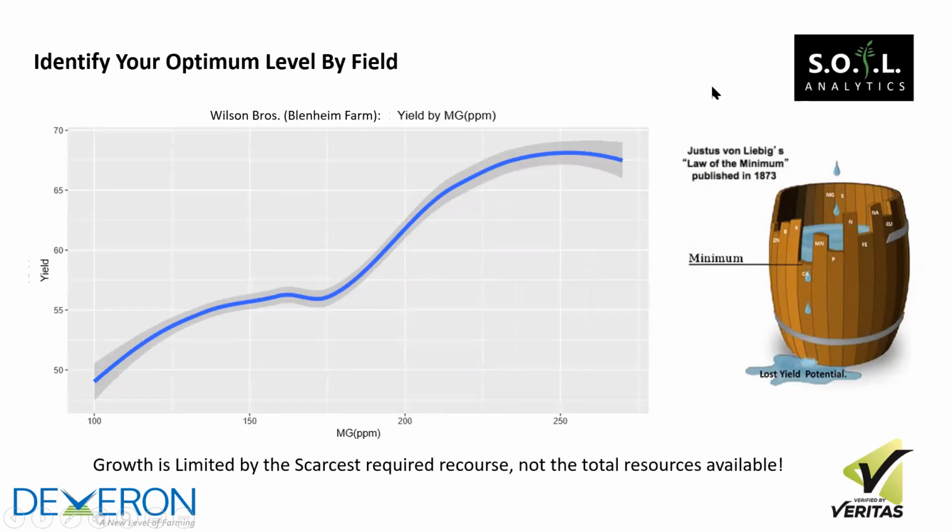When we look at magnesium on that farm, the trend's very obvious. We need to apply more magnesium on most of the field. The average is below and fairly close to a critical level, and we need to fix that issue to make it better.